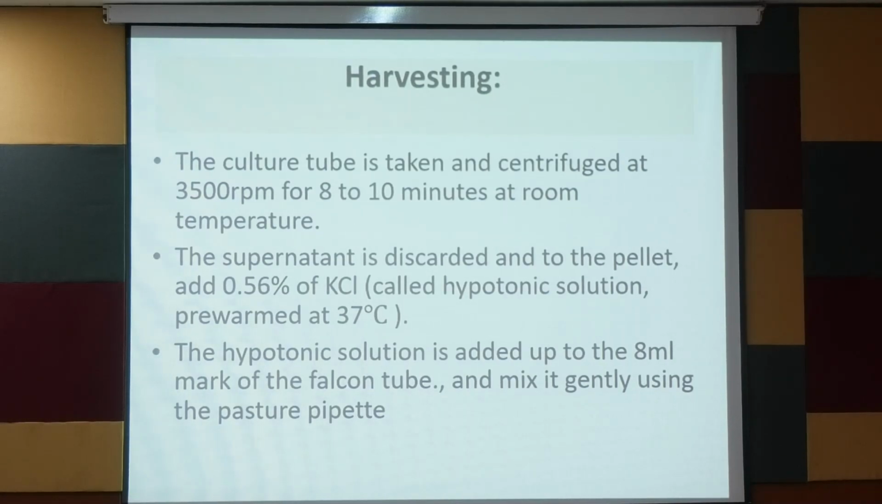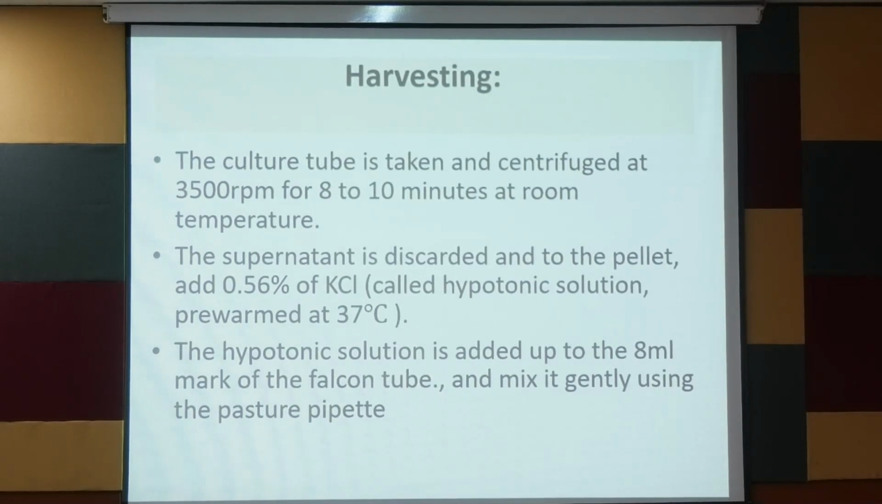Then we take these WBCs out, and swell the cell by adding KCl, potassium chloride solution. Why do we swell the cell? The cell becomes bigger, which means the membrane becomes thinner, so if I now hit it with a hammer the cell will be destroyed. That is why we put it in a hypotonic solution. The cell swells up and the cell membrane becomes fragile.